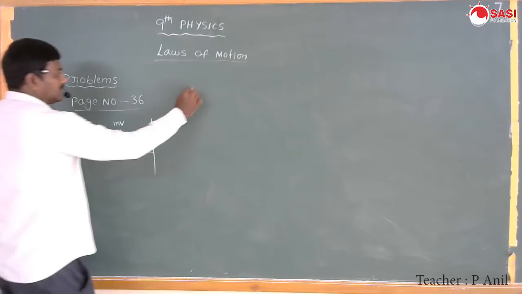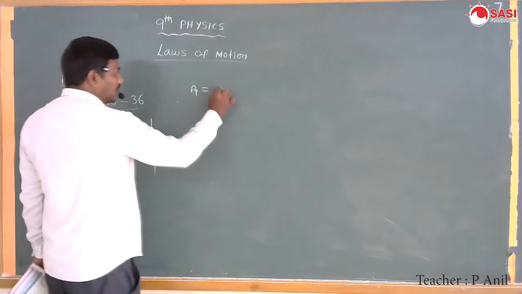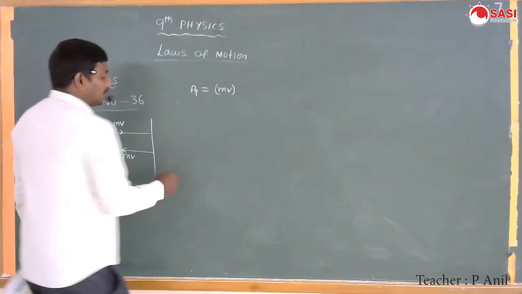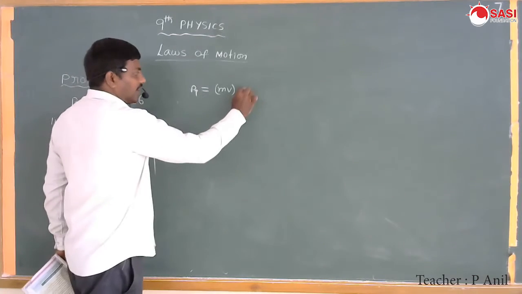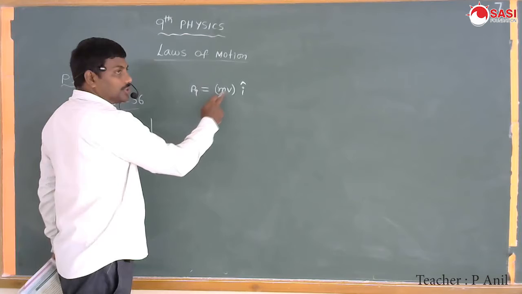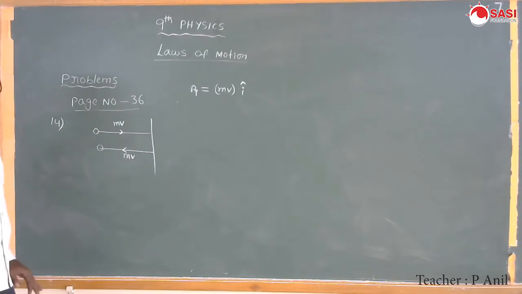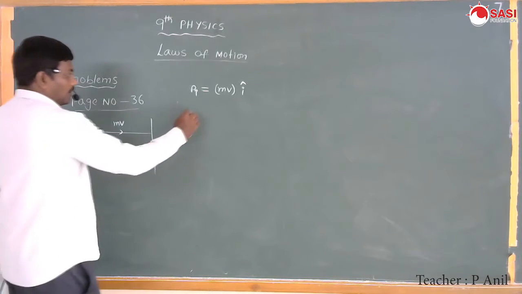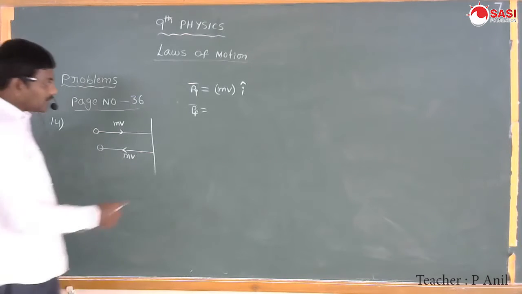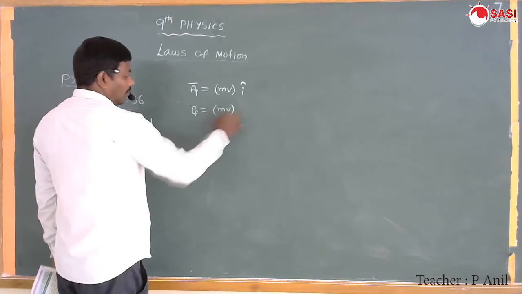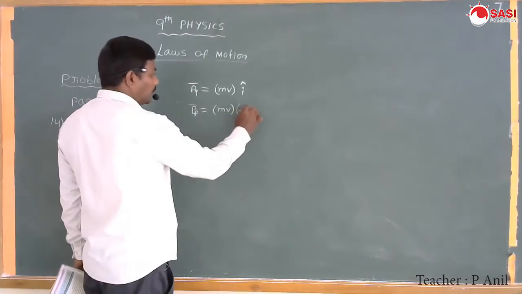What is the initial momentum of the ball? Magnitude mv, and the direction is to the right, the positive x-axis direction. That's why the magnitude times the unit vector i cap gives the vector. That is the initial momentum vector. What is the final momentum vector, Pf bar? What is its magnitude? mv. What is its direction? Along the negative x-axis. That's why here we put minus i cap.